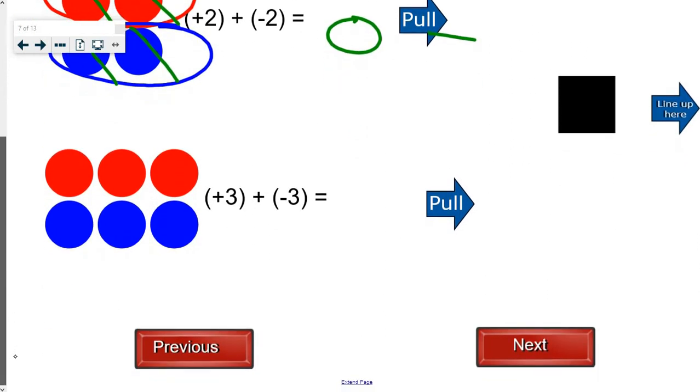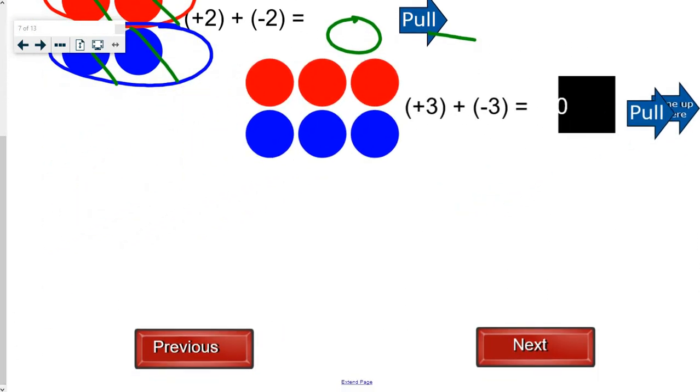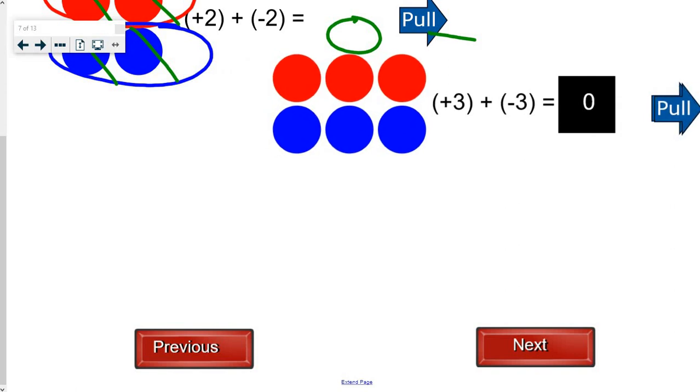So +3 and -3, that's going to also equal 0. I figured it out. Because as we go through, we know that's a 0 pair, that's a 0 pair, that's a 0 pair, so it's a 0.